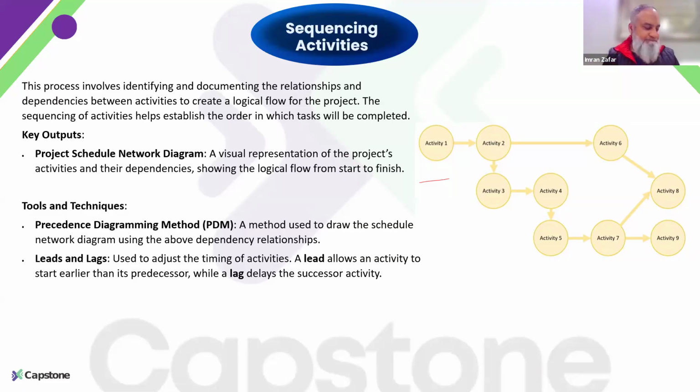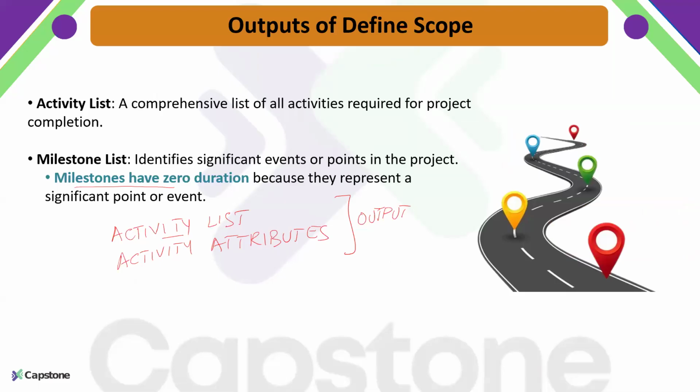Yes, Usman? So in the previous slide, we discussed that define activities has two outputs. One is the activity list and the other one is activity attributes. If you can go back to the previous slide. Yes. So a comprehensive list of all activities required for the project completion, that makes sense. And then we have activity attributes. What does it mean, activity attributes?